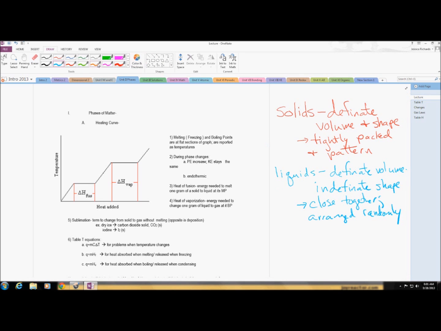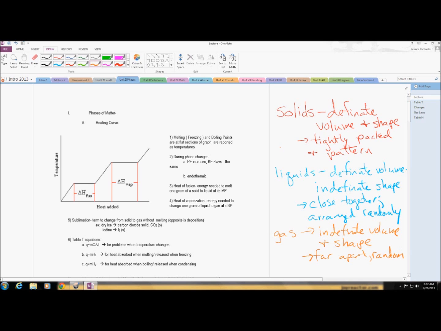And then gases, last but not least, are going to have an indefinite shape and size. So indefinite volume and shape. They're going to take whatever size and shape container you put them in. So you release a gas into a balloon, it's going to stretch the balloon out until the balloon can't stretch anymore. Take that size and shape. You release a gas in a classroom, it's going to keep spreading itself out through diffusion until it basically takes up the full size and shape of the classroom. Gas particles are farther apart and randomly arranged.